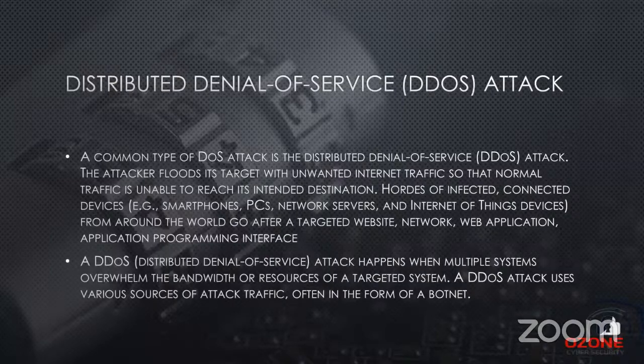From around the world, they go after targeted websites, networks, web applications, or application programming interfaces (APIs). So the target can be anything. A DDoS attack happens when multiple systems overrun the bandwidth or resources of a targeted system. A DDoS attack uses various sources of attack traffic, often in the form of botnets.